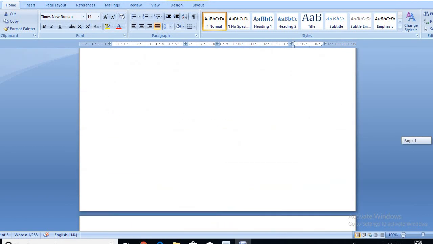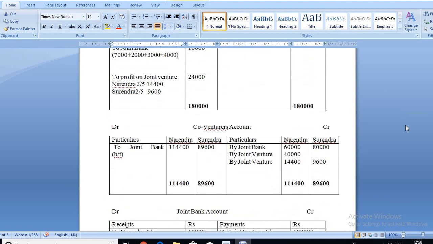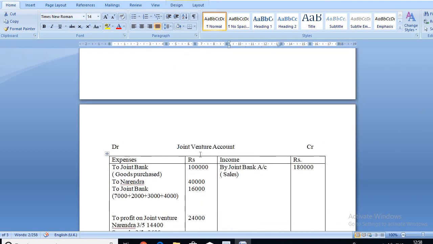The third transaction is purchase of goods from Narendra, rupees 40,000. This is an expense. Who paid these expenses? Narendra. So 'to Narendra' 40,000. One more aspect: in the Narendra account, credit side, 40,000. The name should be 'by joint venture', because Narendra is debited in the joint venture account.